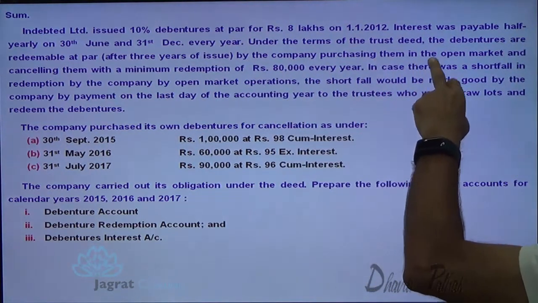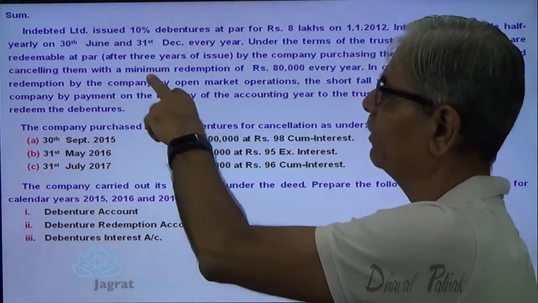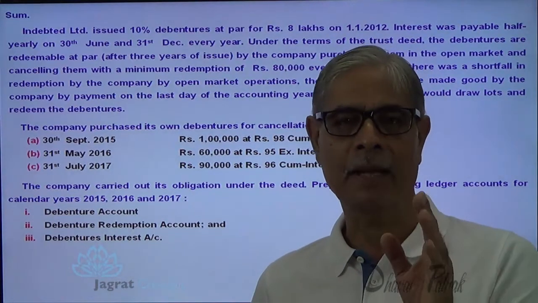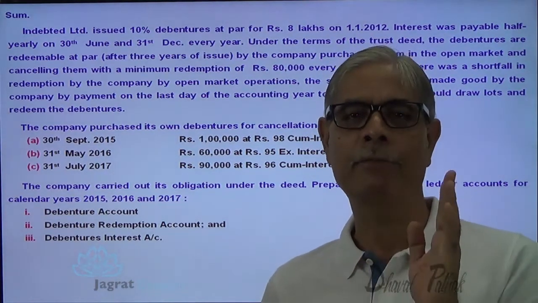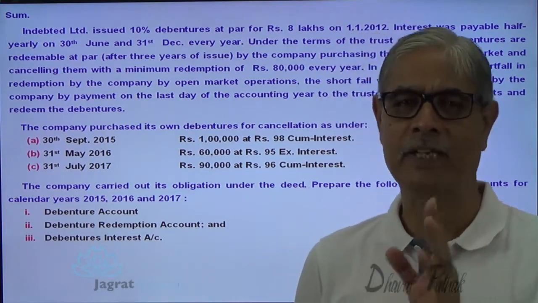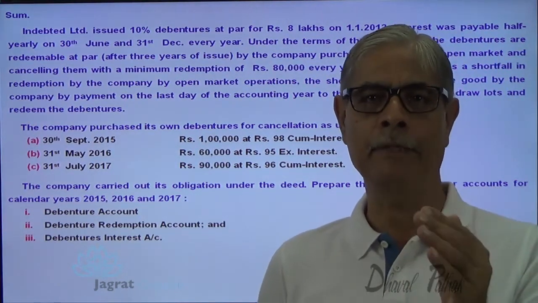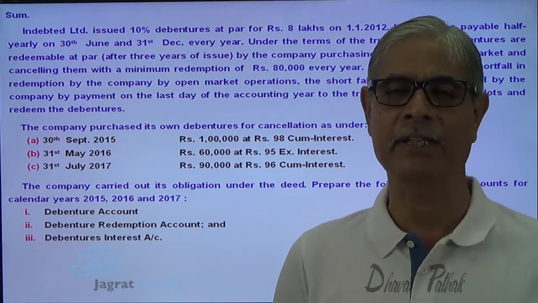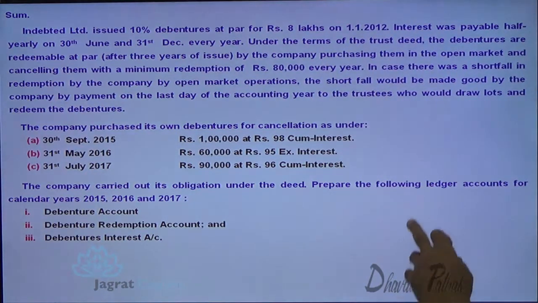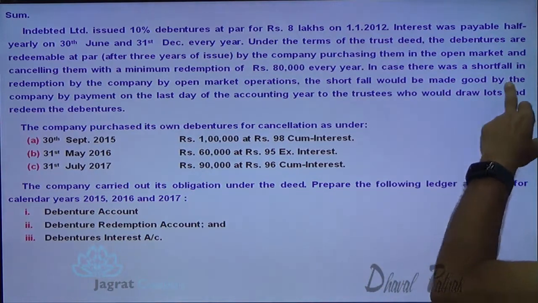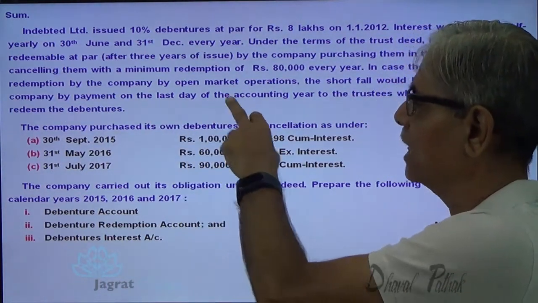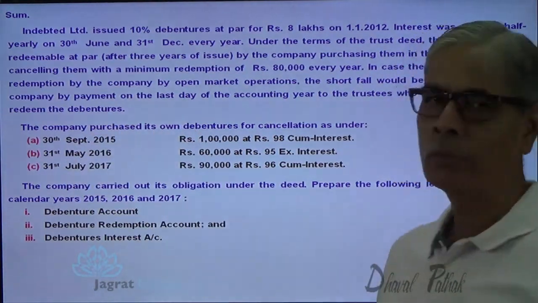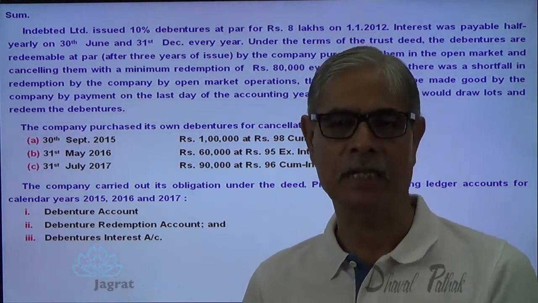by the company purchasing them in the open market and cancelling them with a minimum redemption amount every year of 80,000. So every year 80,000 must be redeemed either by purchase and cancellation of debentures, and if the company cannot purchase and cancel the debentures to the extent of 80,000, the remaining amount is to be paid in cash at the end of the year. The shortfall would be made good by the company by payment on the last day of the accounting year to the trustees who would draw lots and redeem the debentures.